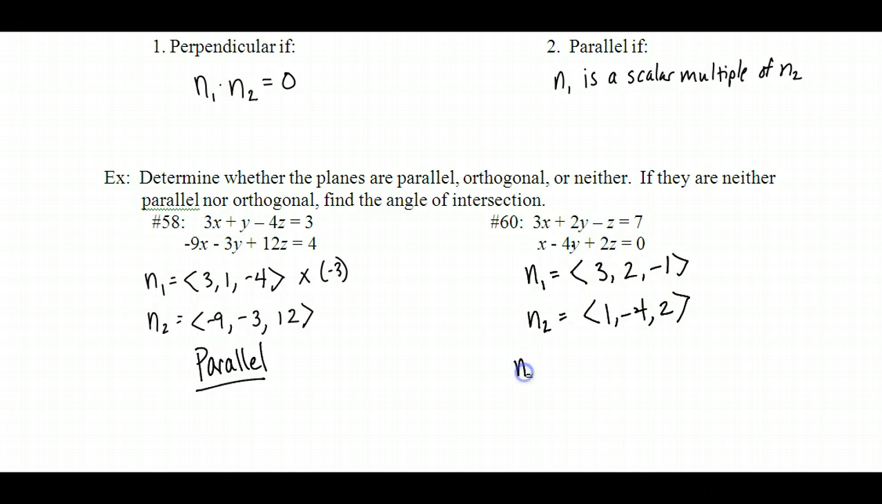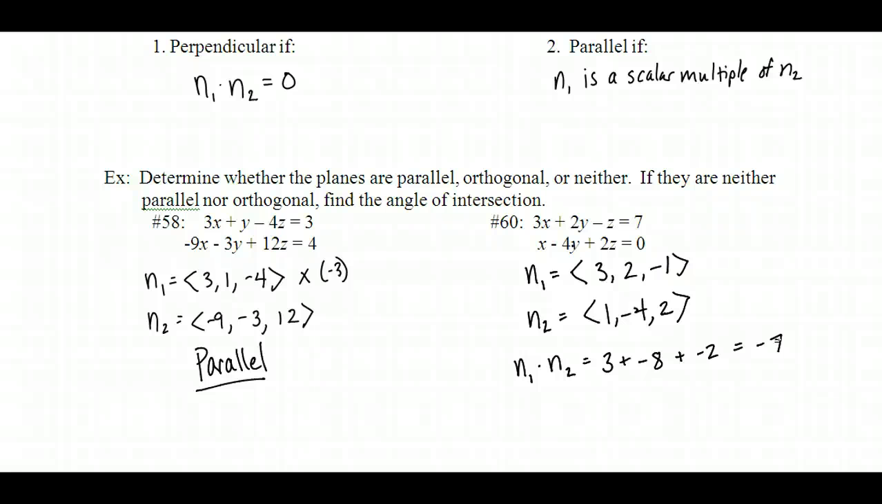We can check quickly to see if it's orthogonal or not using the dot product. If the dot product is equal to 0, great, we know it's orthogonal. Well, 3 times 1 is 3, plus 2 times a negative 4 is negative 8, plus negative 1 times 2 is negative 2, and this answer will give us a negative 7, which obviously doesn't equal 0, therefore it's not orthogonal.